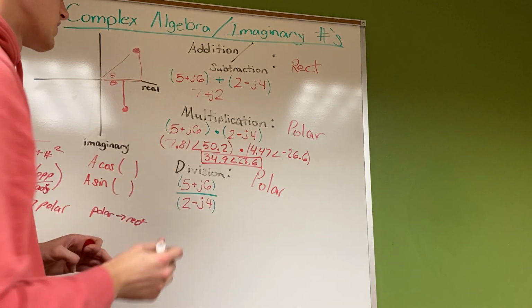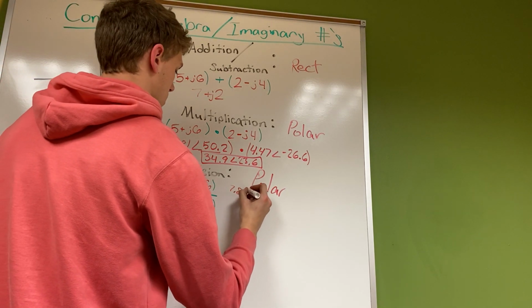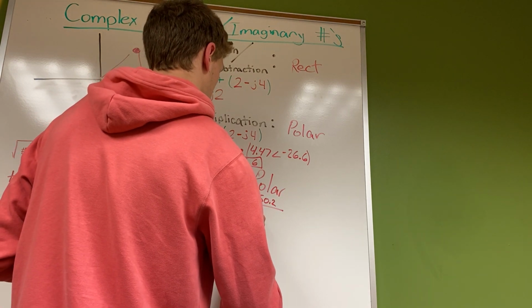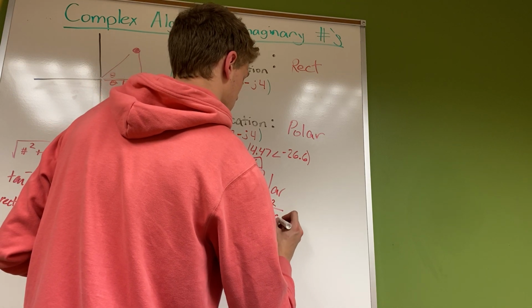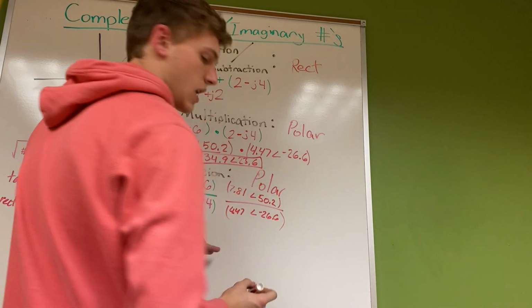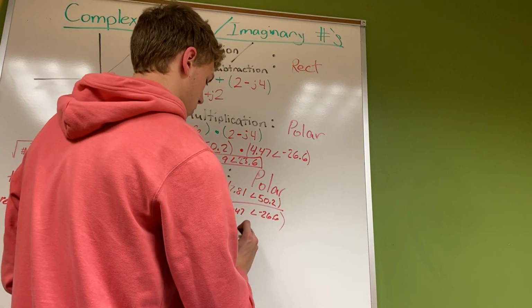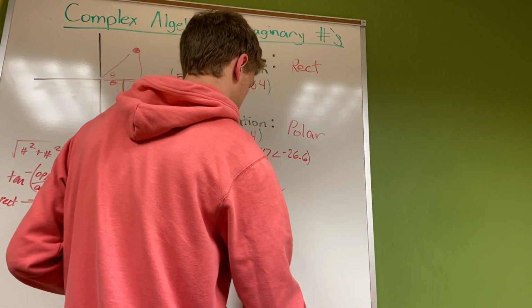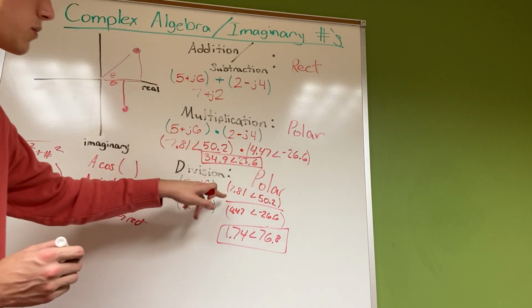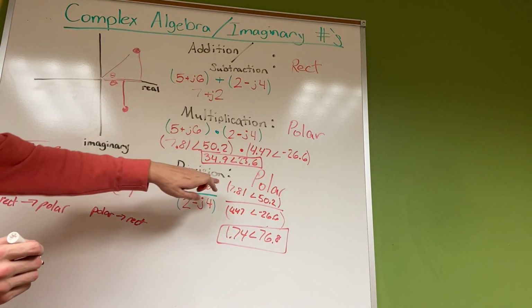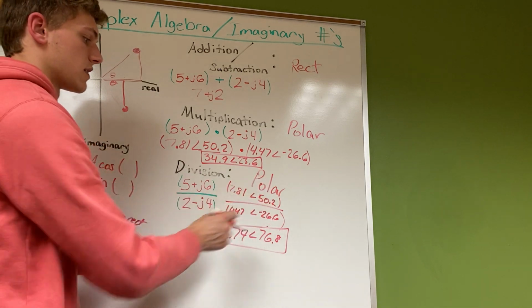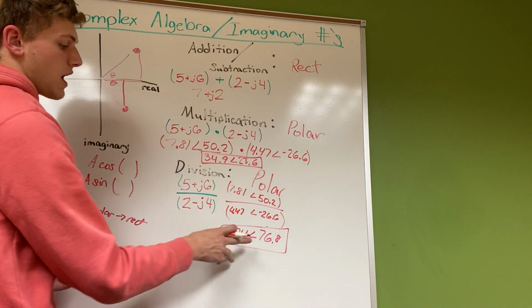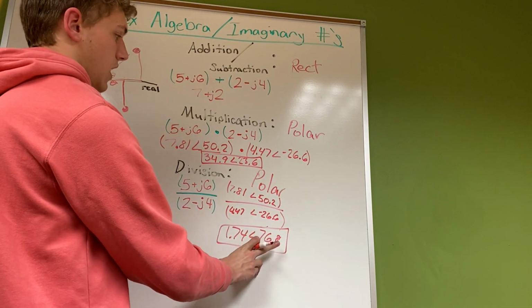Then for division, as I just said, we have our 7.81 at an angle of 50.2, and we're going to divide that by 4.47 at an angle of negative 26.6. And I believe we get 1.74 at an angle of 76.8. We got that from 7.81 divided by 4.47. We divide the first numbers and subtract the angles. We took 50.2 minus a negative 26.6, which puts us at 76.8.